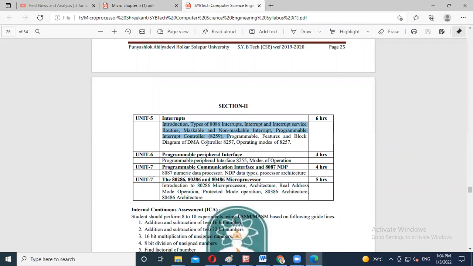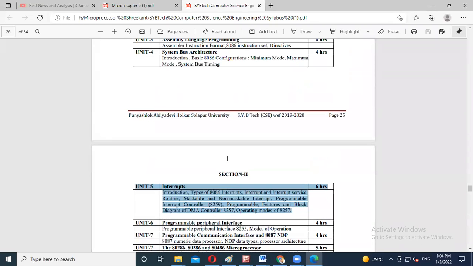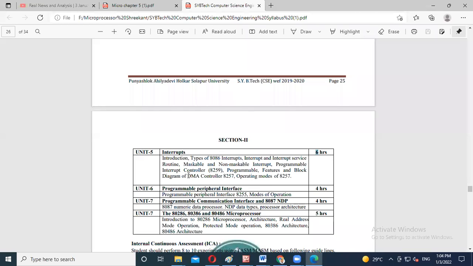And after that, today I covered the features and block diagram of DMA controller 8257, and operating modes of each block of 8257. So by today, I have to cover all the topics of unit number 5. It means that up to today's class, 5 units we have covered. Actually, this unit is only for 6 hours, but I think I took 9 hours. Because we still have a lot of time, we are going slow. So I took 9 hours for this unit number 5.